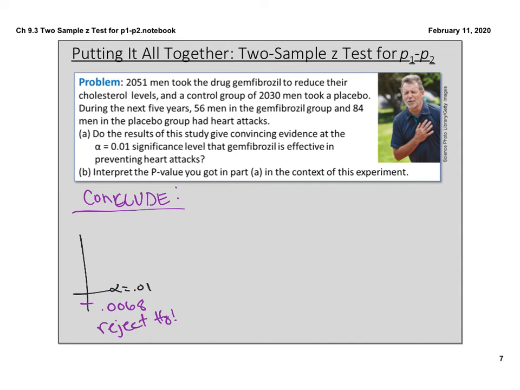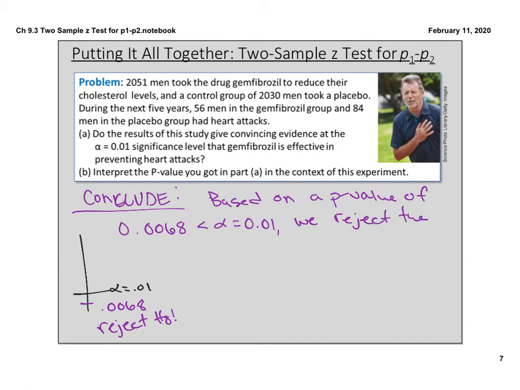So what does that mean for us? We could say something along the lines of, based on a p-value of 0.0068, which is less than alpha equaling 0.01, we reject the null, H sub 0 being PG minus PC is equal to 0.